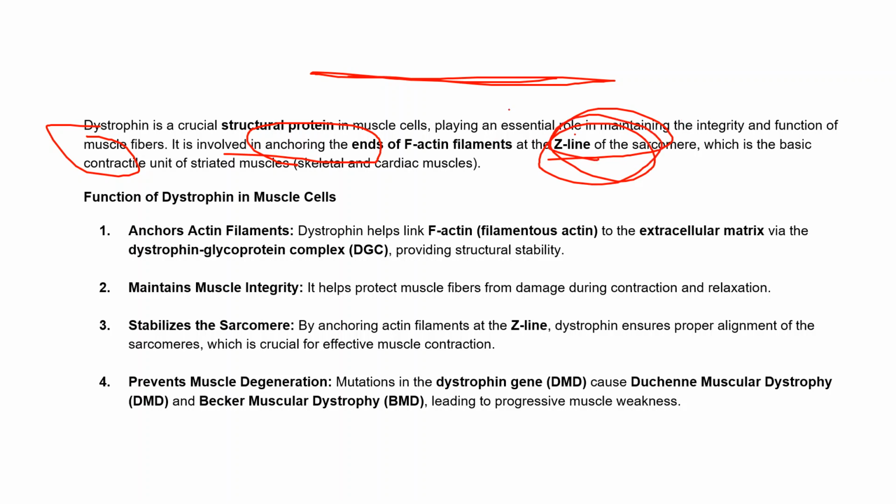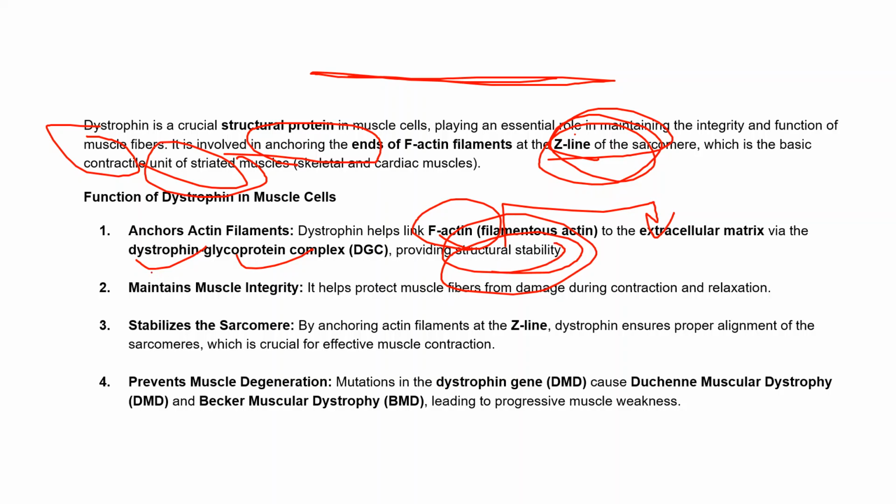And what is the Z line? It is the basic contractile unit of the striated muscle cells. And what is the function of this dystrophin? It anchors the actin filament. Dystrophin helps link the F-actin to the extracellular matrix by the DGC complex, that is dystrophin glycoprotein complex, which will provide structural stability. Also, it will maintain the muscle integrity. It will protect the muscle fibers from damage during contraction and relaxation.